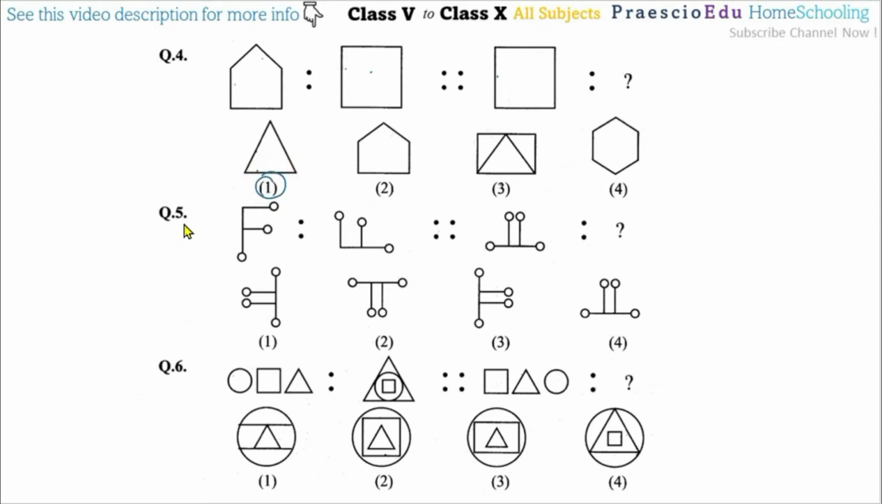Now question number 5. So here like an F shape, it's turning. If suppose this is the center, it's turning about 90 degree. Okay, so this figure comes, so this will also turn 90 degree with the same direction, meaning anti-clockwise, so it will come in this direction, means option number 1 is showing the perfect one.